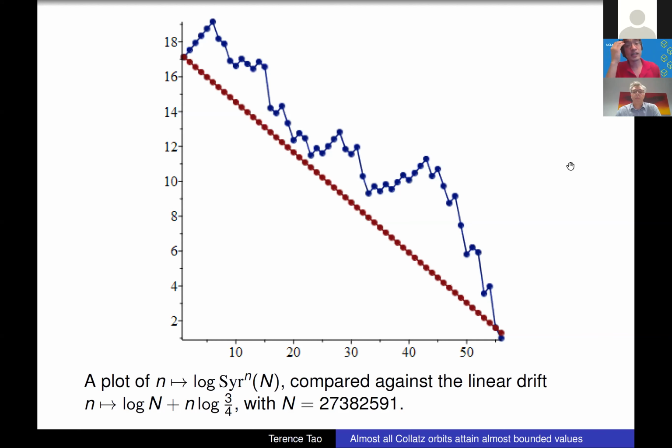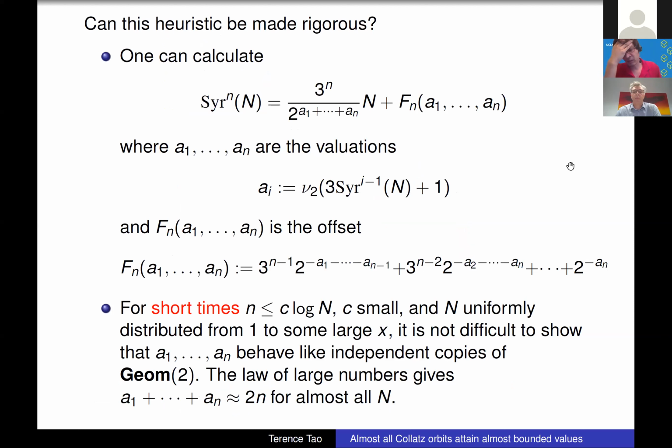All right, so that's the heuristic, but that's not rigorous because I didn't say what random means and so forth. And you can ask, can you make this precise? You can make a lot of the argument I just gave fairly rigorous. You can compute pretty much exactly what the nth iterate of the Syracuse map is: you iterate once, you multiply by 3, divide by some power of 2, and you add some shift.